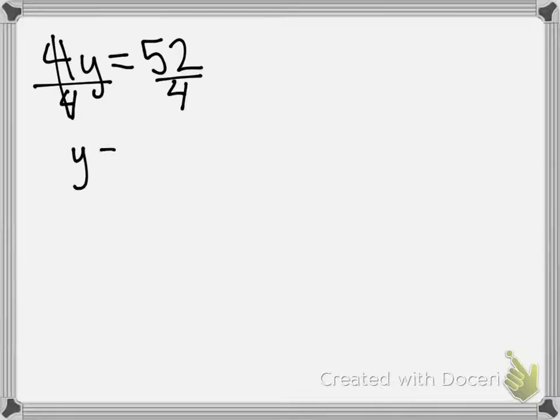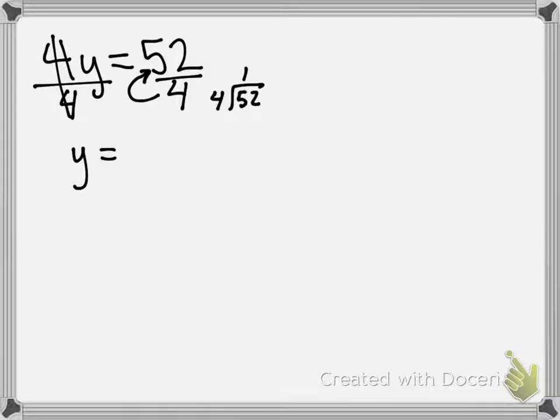4y equals 52. This is again a multiplication equation. Instead of multiplying, we use the inverse, which is dividing. So we divide both sides of the equation by 4. 4 divided by 4 is 1y. We do not need to write the 1, we just have y. The other side of the equation is 52 divided by 4. We can do long division on the side.